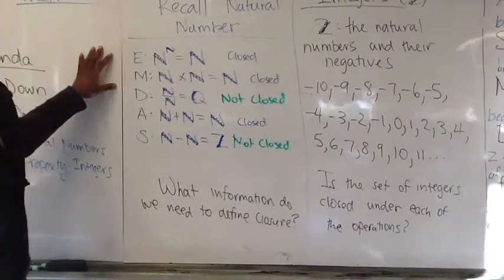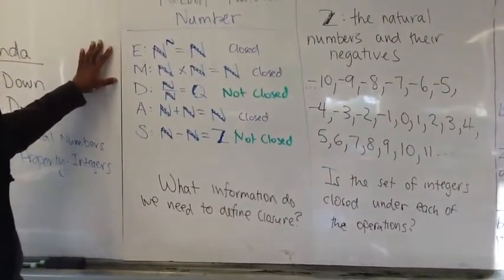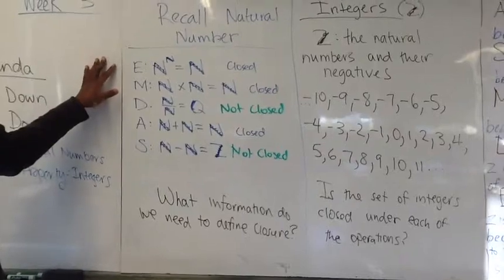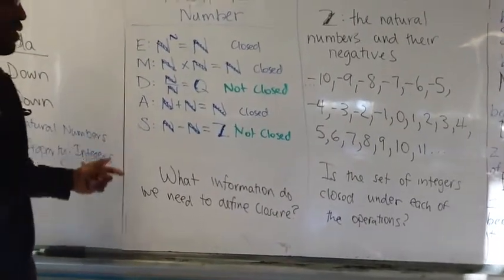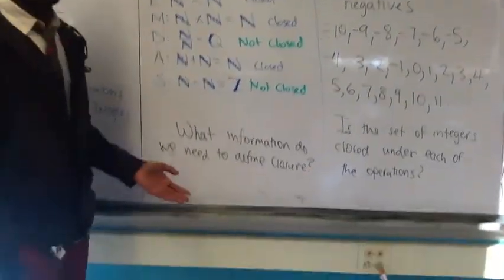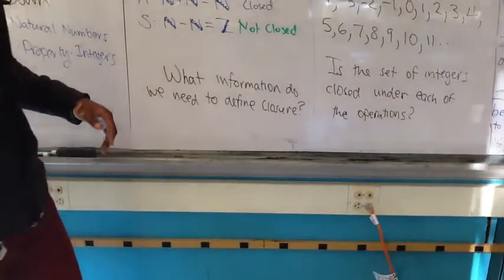In order to define the closure property, we really need to know what information is necessary. So the question that I ask the students is, what information do we need to define closure?